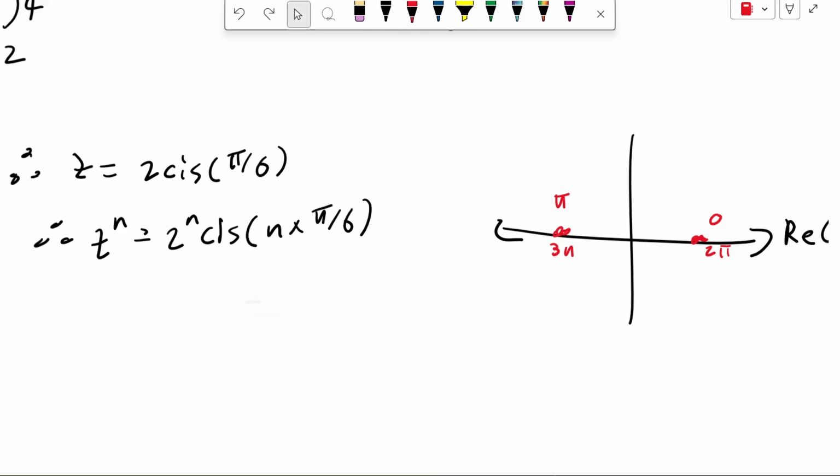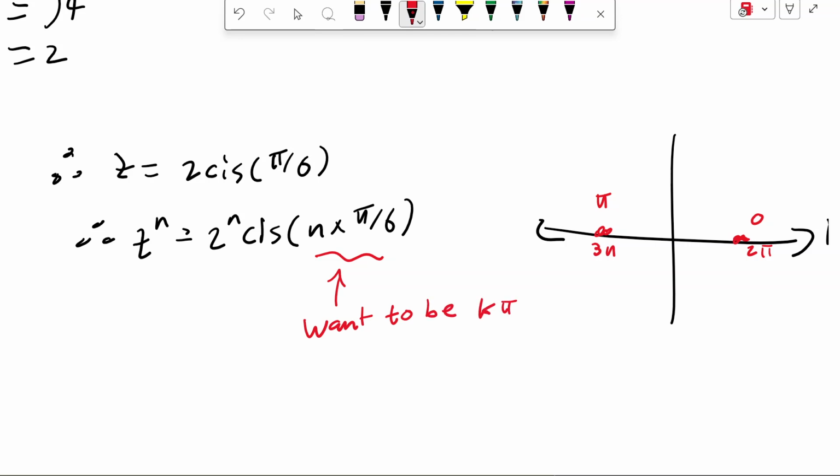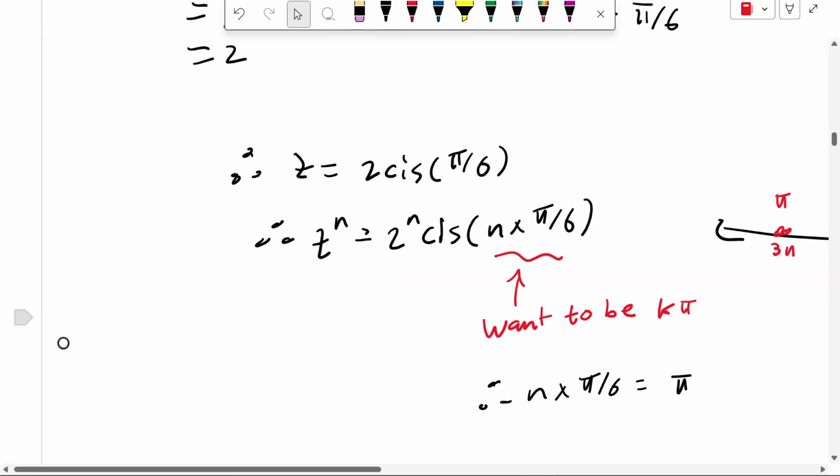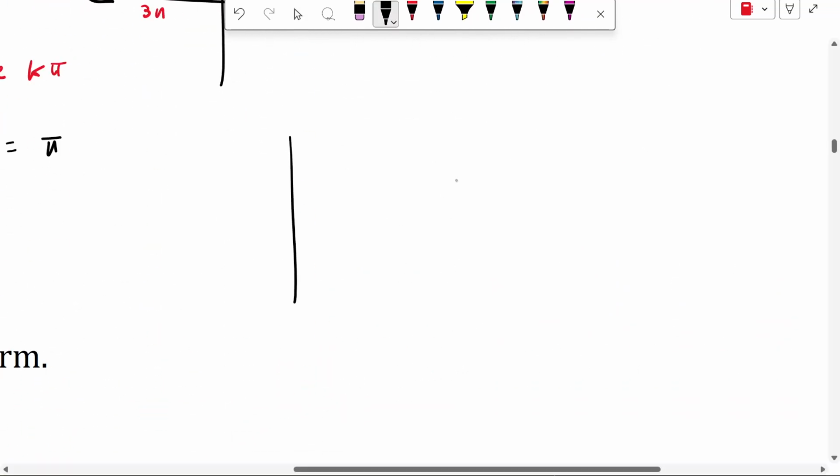So basically, we want this to be some multiple of pi. We can actually make it equal 1 pi if we want. So therefore, n times pi over 6, we just want that to be equal to pi. Therefore, n equals 6.